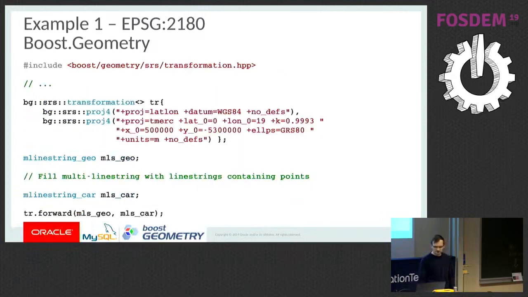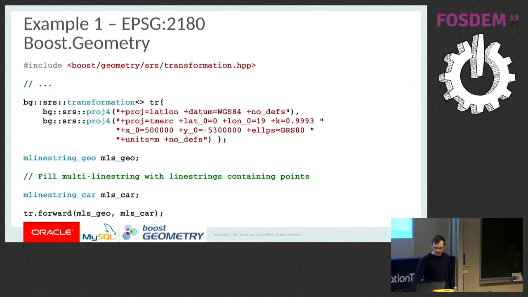And here is how it looks like in Boost Geometry. This is one possibility. I will later show other ones, but this is the basic one. It's the closest to Proj.4. So we are just passing the same Proj.4 strings. The only difference is that in C++, the creation and destruction is handled automatically, and I'm passing as input a multi-line string, which is geographic, and as output a multi-line string, which is Cartesian. And I get the transformation you've seen before.